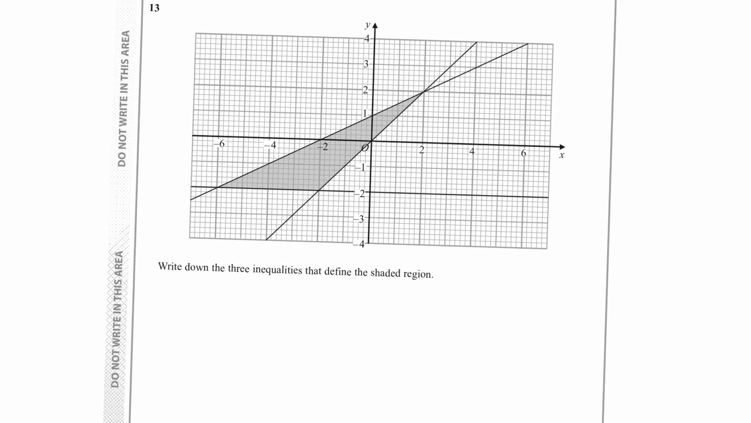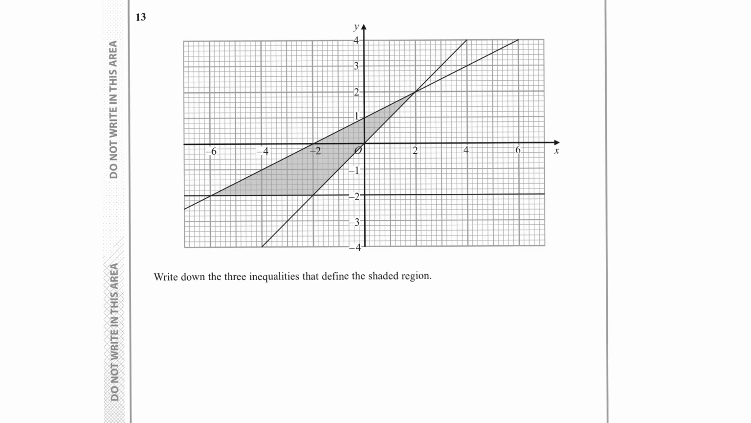Okay, so having a look at question 13. So we're now working out the inequalities of the shaded region. So in order to work out the 3 inequalities, notice how the shaded region is composed. It's been made up by 3 different lines. So it's going to help to work out the equations for the 3 different lines.